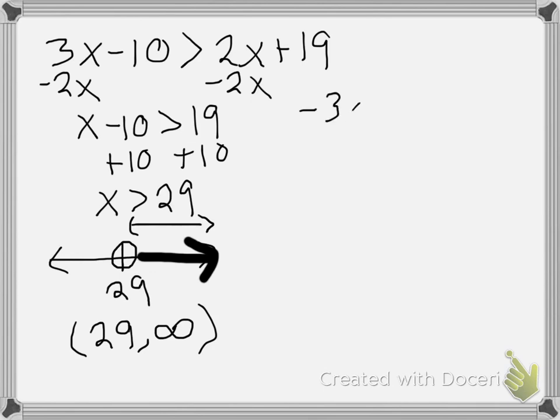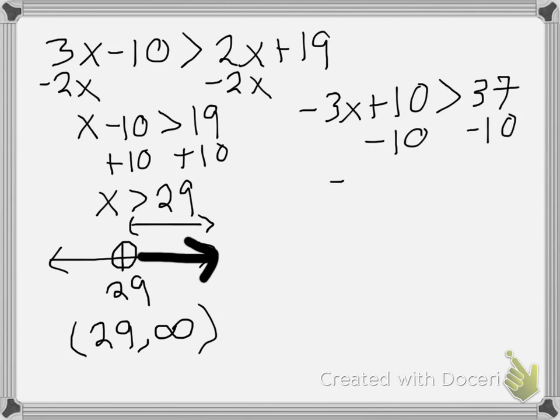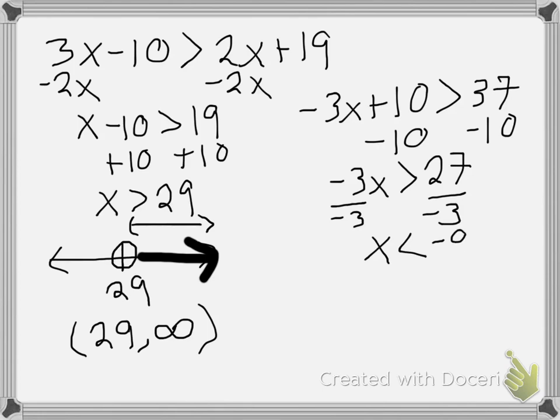Negative 3x plus 10 is greater than 37. So we're going to subtract our 10. We're going to have negative 3x is greater than 27. Now we're going to divide by a negative. Something should be dinging in your heads right now. Ding, ding, ding. Oh, that's right, the very first thing that he wrote down. If I multiply or divide by a negative, I have to switch the inequality. So I have x. Instead of greater than, now it becomes less than, and it becomes negative 9.